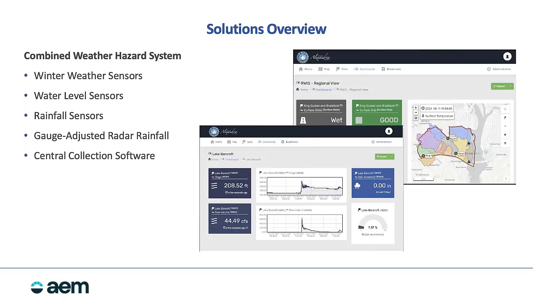Even their neighboring networks, like Fairfax County, have a similar type of network. They can actually take the data from the bigger network that's to their west and northwest and pull that data in to help see or foresee what's coming their way to make decisions. So having the central collection software is one of the main pieces of that puzzle to allow that complete solution to work in Alexandria.